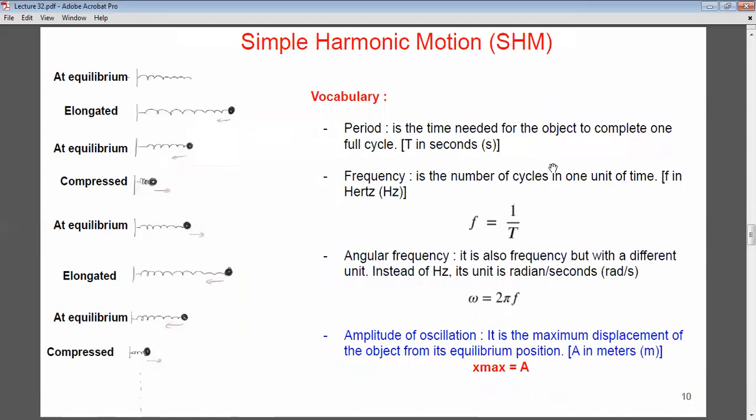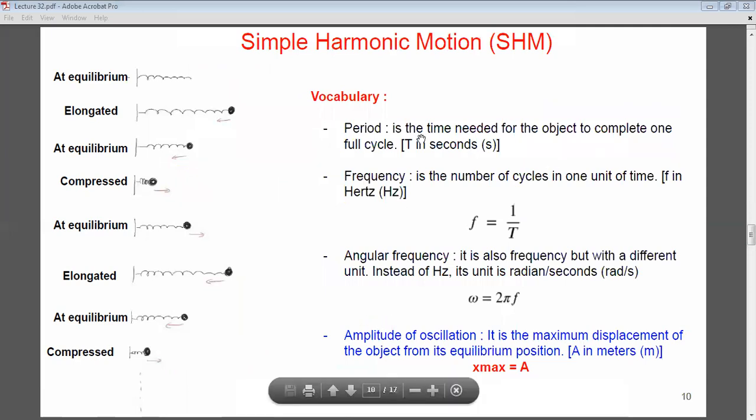So let's add this x maximum to our list of vocabulary. So now we have the period. It's the time needed for the object to complete one full cycle. We have the frequency. It is 1 over T. The unit is hertz if the T is in seconds. Angular frequency. It is also frequency, but in a different unit. It's 2 pi f. Amplitude of oscillation. It's the maximum displacement of the object. We call it A. So x maximum equal A.